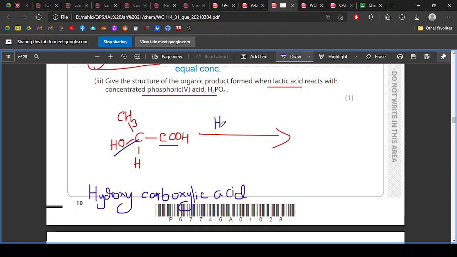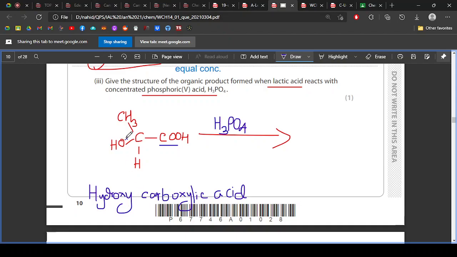Now, when you react it with phosphoric acid, H3PO4, what happens? The alcohol group gets dehydrated. Dehydration occurs here. So what does the word dehydration mean? Dehydration means loss of water.